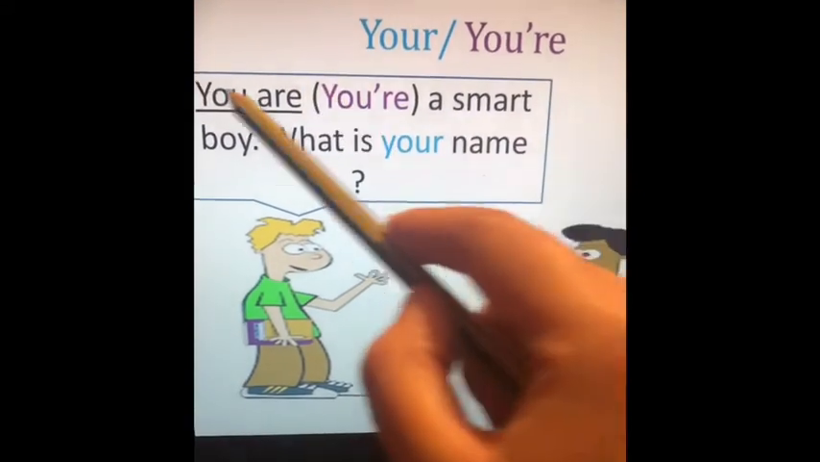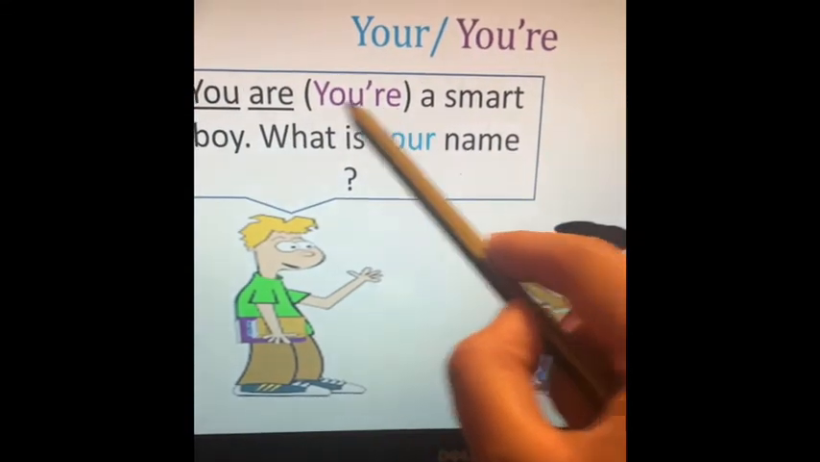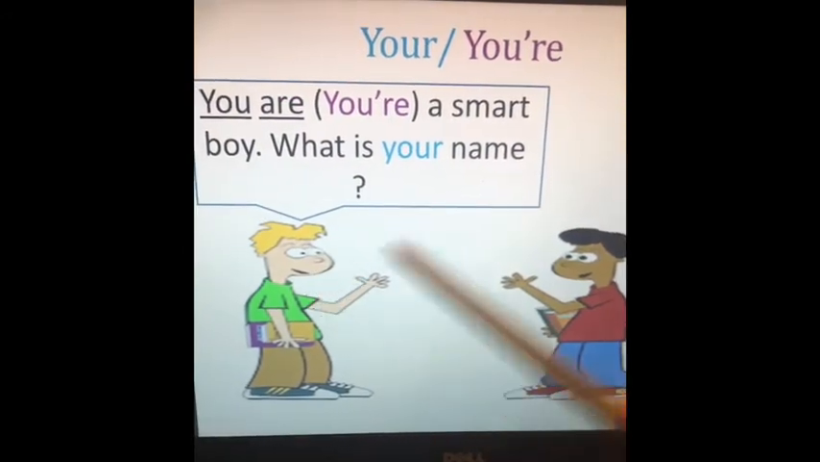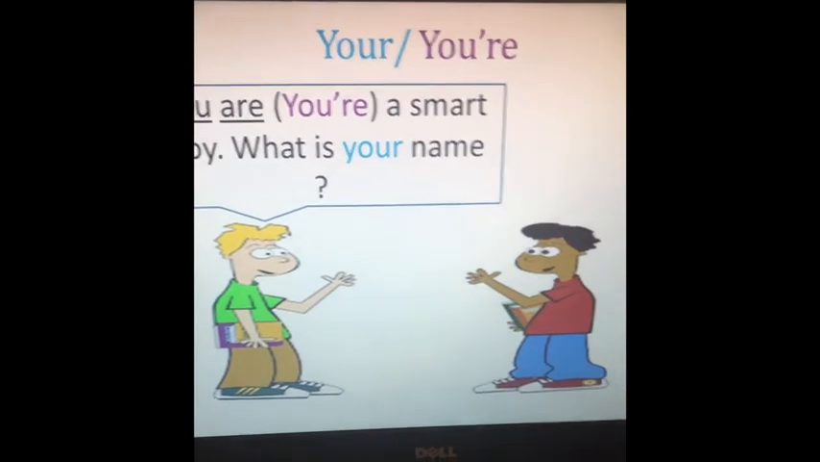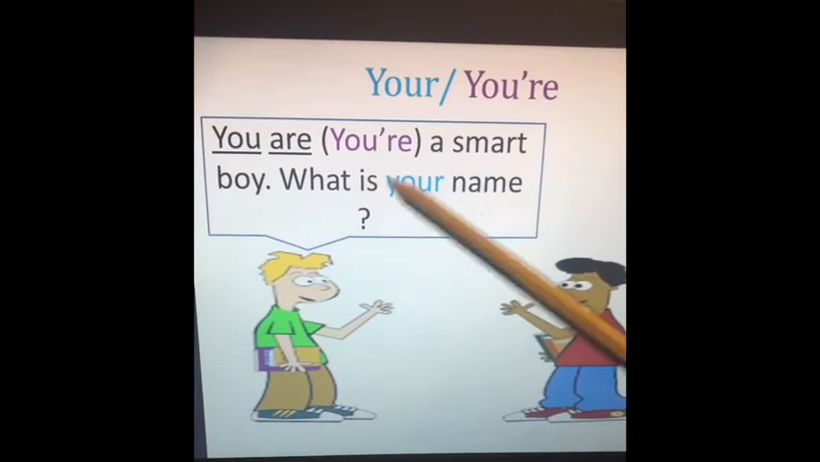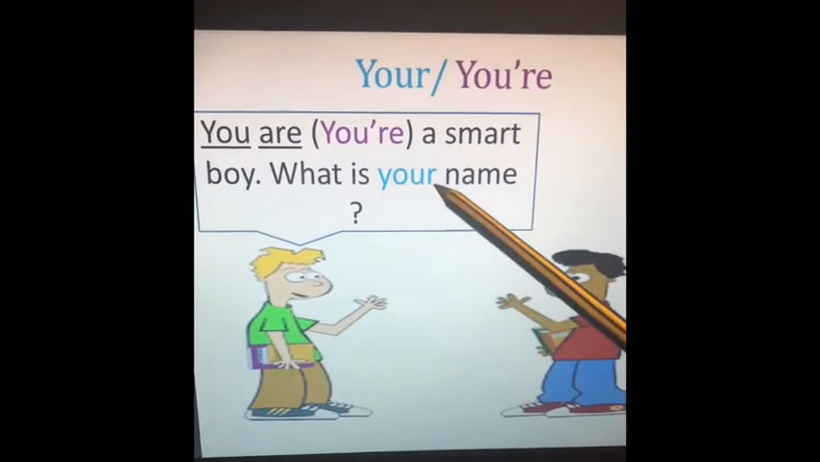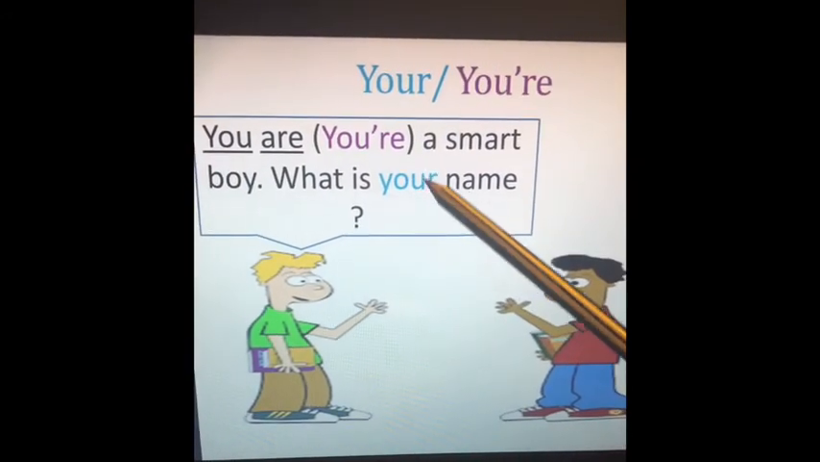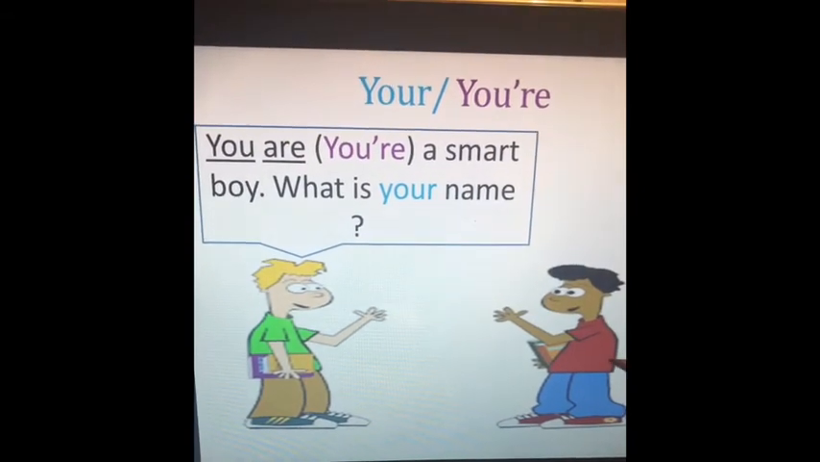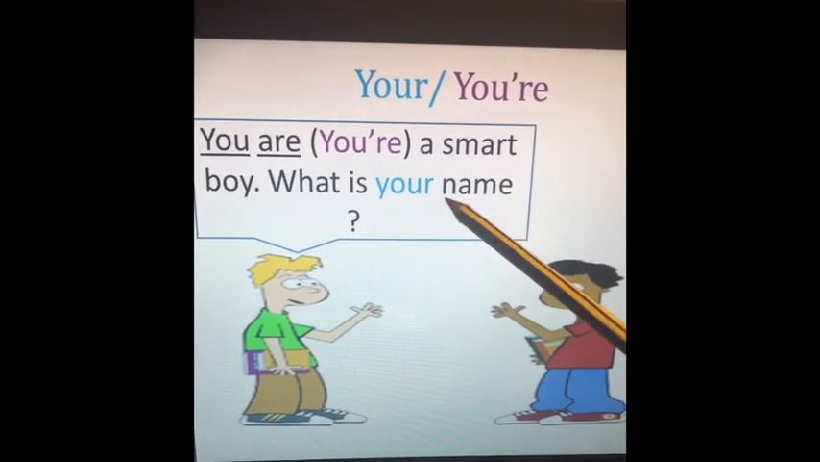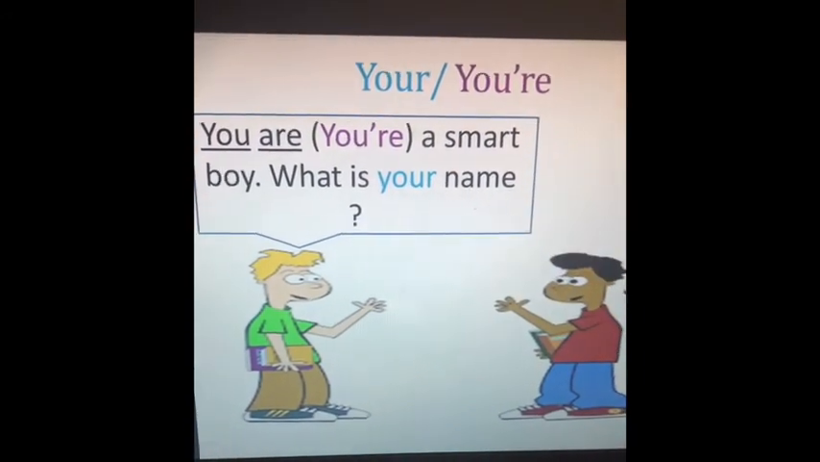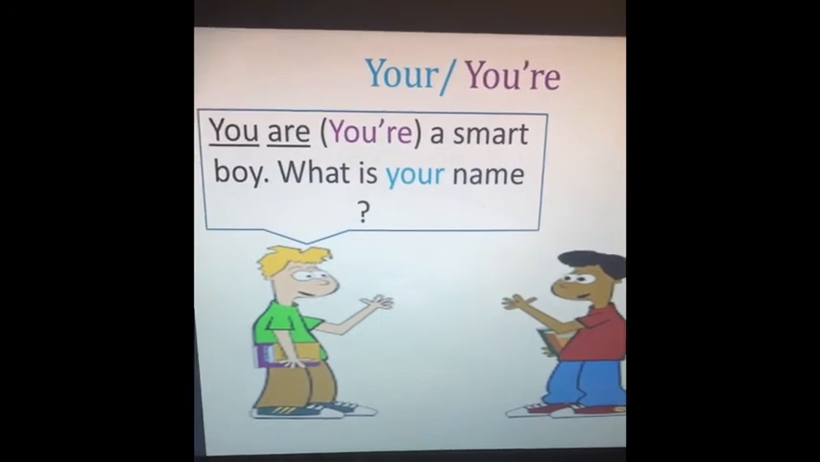Like here, you are becomes you're, okay? A smart boy. So this boy is talking to this boy and he's telling him that he is a smart boy, okay? What is your name? Here there's no apostrophe. So here, this boy means something that this boy has, the name. What is your name? He's asking him about his name, something that he has.